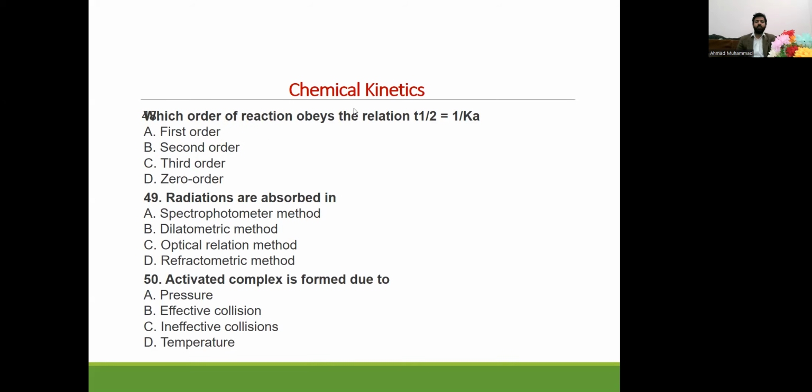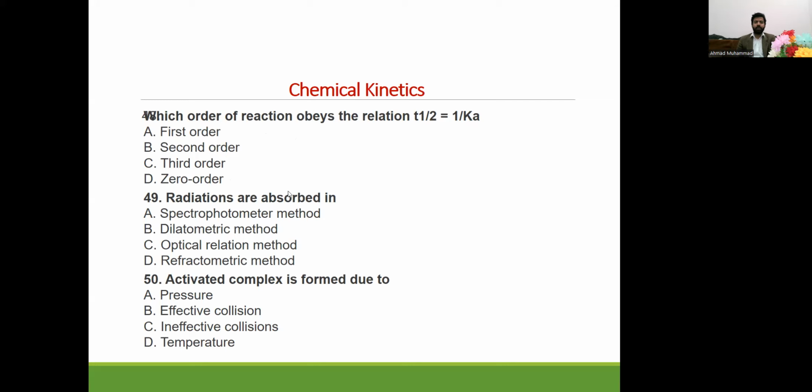Which order of reaction obeys the relation T half is equal to 1 over Ka? First order reaction, second order reaction, third order reaction, or zero order reaction. From these options, option B is correct. Second order reaction.